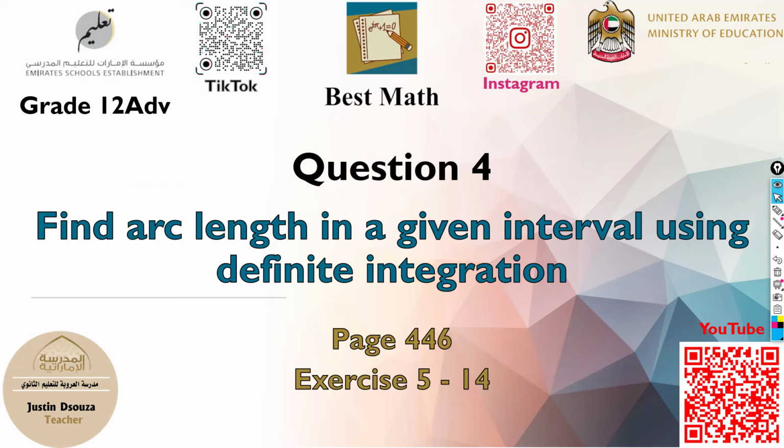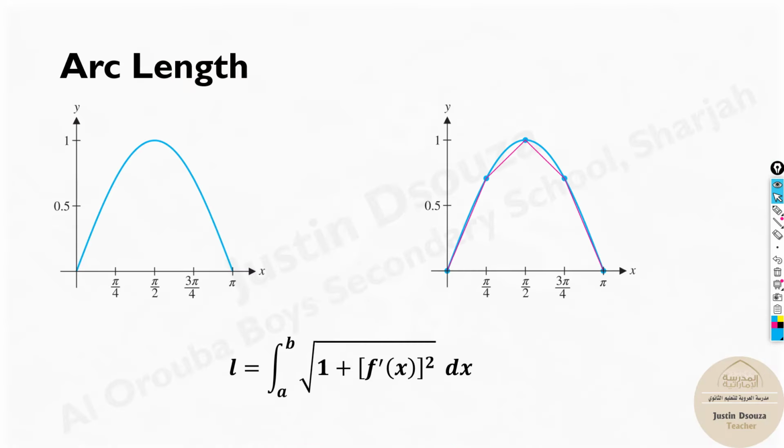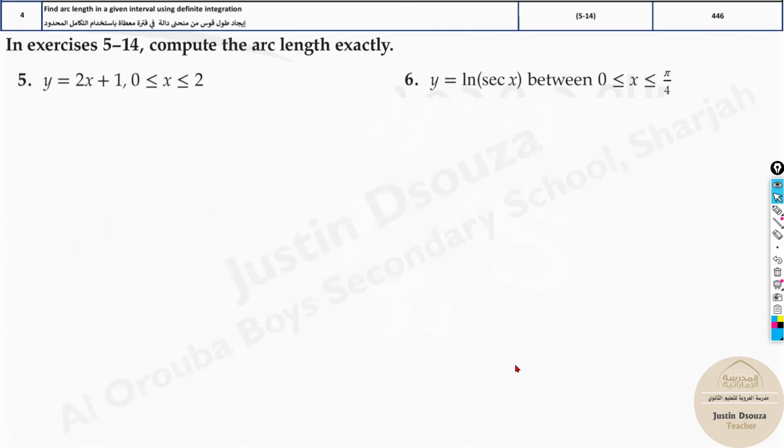Question number 4 is to find an arc length using definite integration. The arc length formula is given like this: integral limits a to b, square root of 1 plus f prime of x, which means the derivative of the function, whole square, dx. Please remember this formula and we can solve any of these problems.